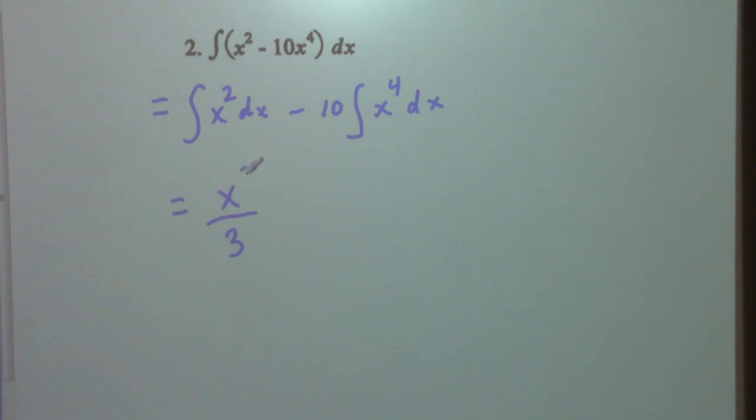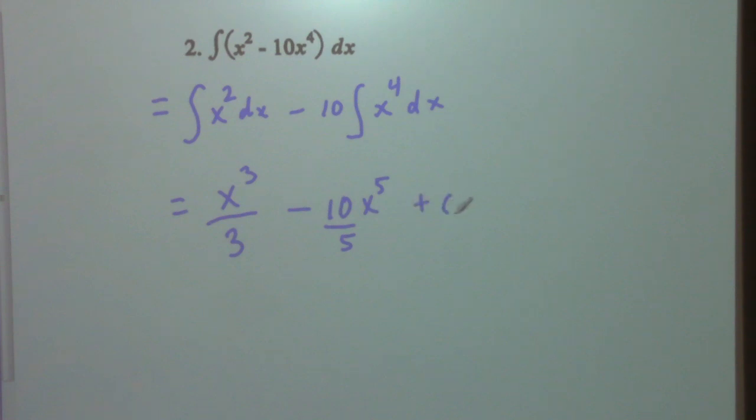Okay. And next, this one here is going to be, I like 4, 5. Yeah, so Gavin's right about that. So we take this to the 5th divided by 5, and then what do we have to put out here too?